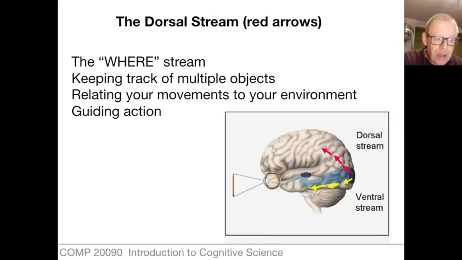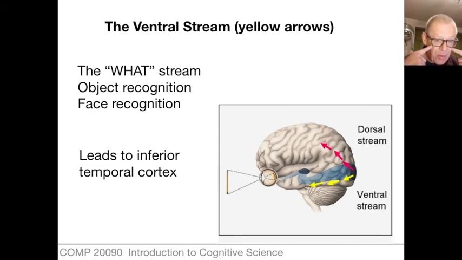The ventral stream is rather different. This is the one coming down, and we might call this the what stream because it seems to be involved in identifying things around you. Now, you don't have to identify or name anything in order not to walk into it. You merely have to avoid it. But to name something, you have to recognize it. And we recognize all kinds of things.